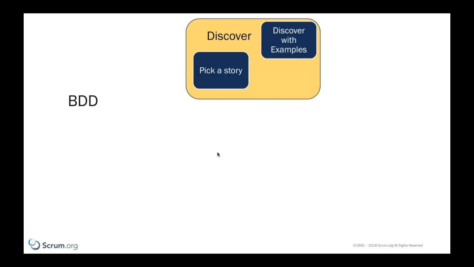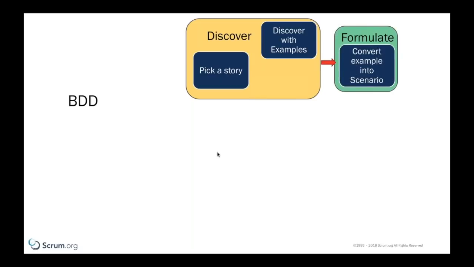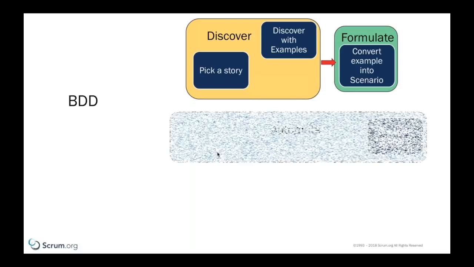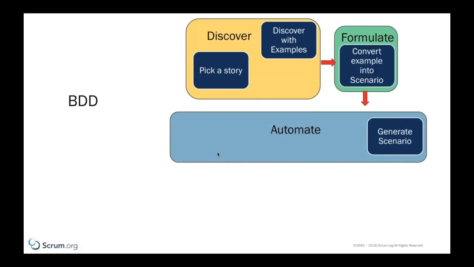So what we'll do is we'll do this BDD. We'll pick a story. We'll discover some more with examples. We'll find some of those good examples and convert them into scenarios. Then we'll take those scenarios and generate a piece of code for it. That's where we're automating.